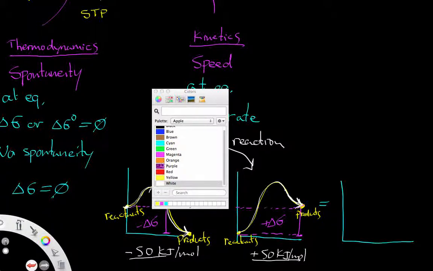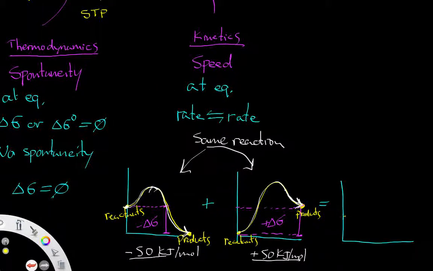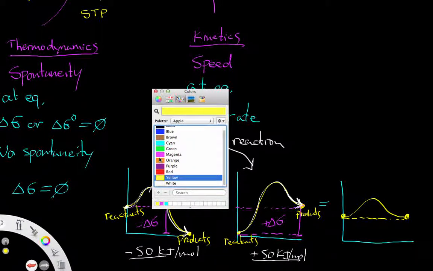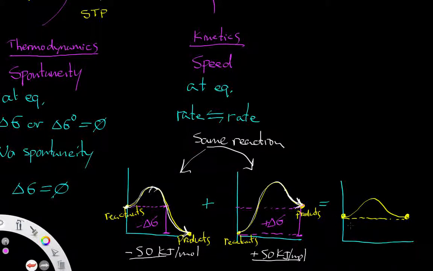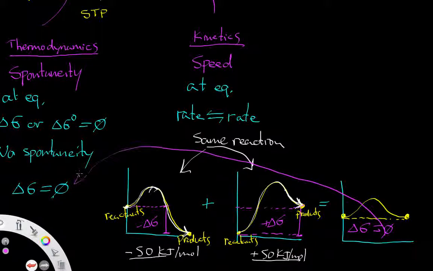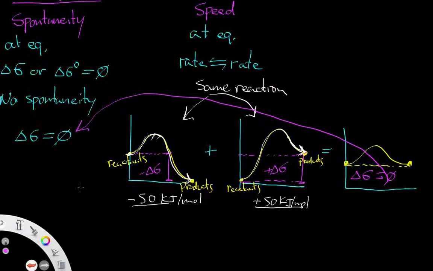So overall, we are going to have a delta G value that equals 0. Looks something like this, where basically there is no change in free energy. So I'll just write delta G equals 0. And that's exactly what I've said over here. So that is how we are able to show that delta G equals 0 at equilibrium.